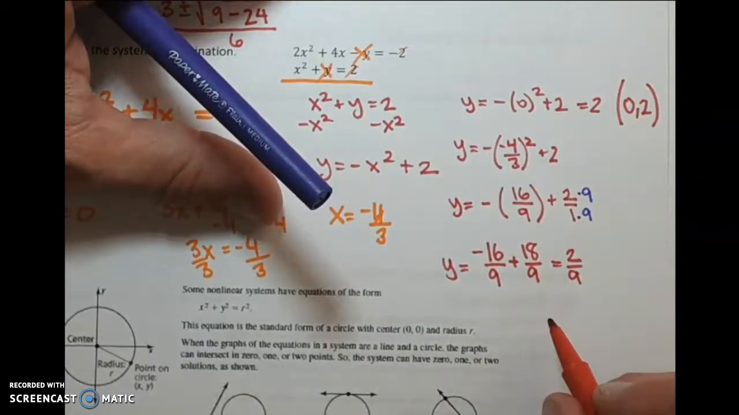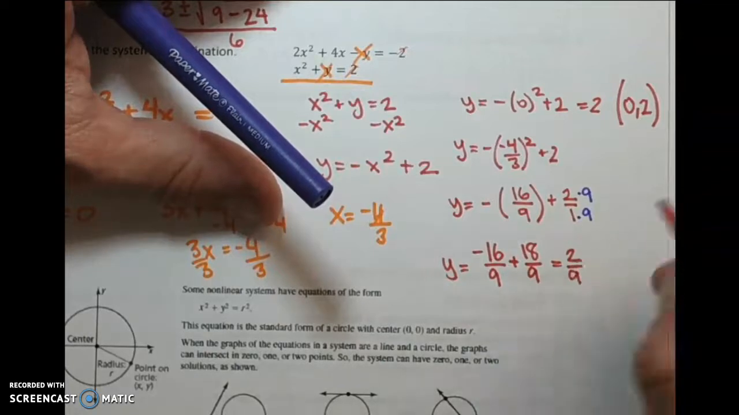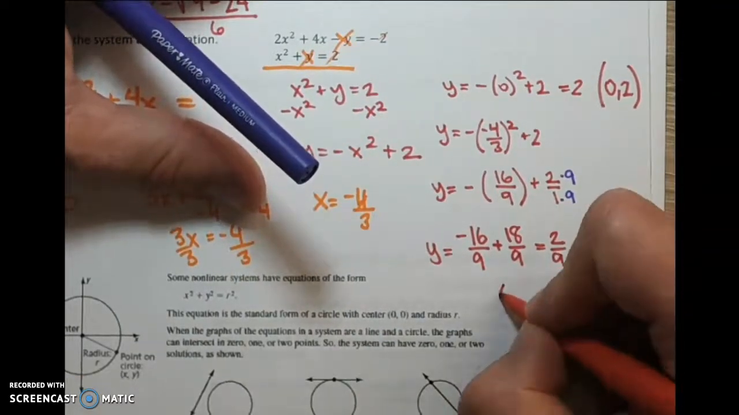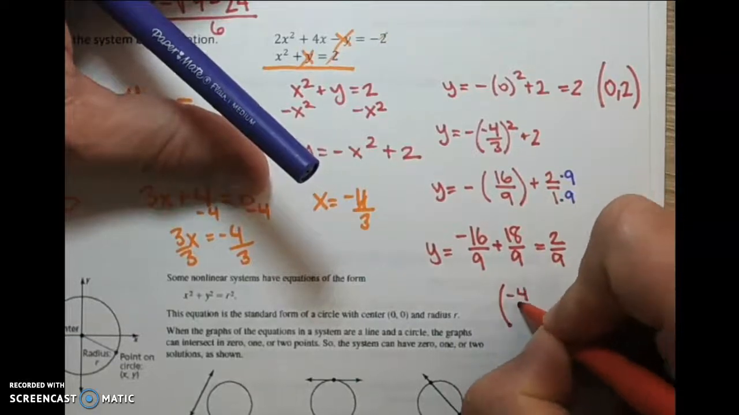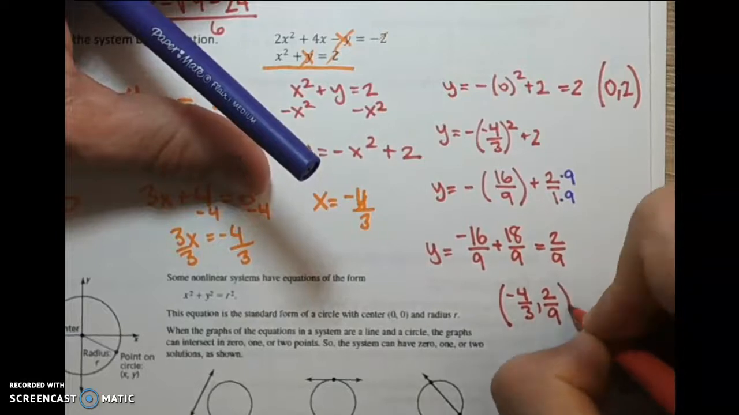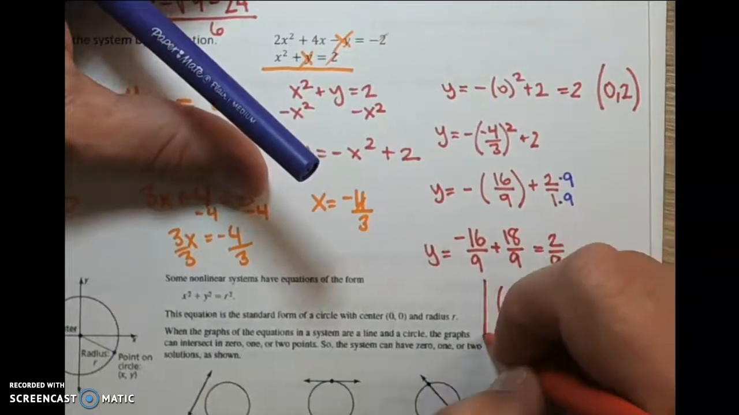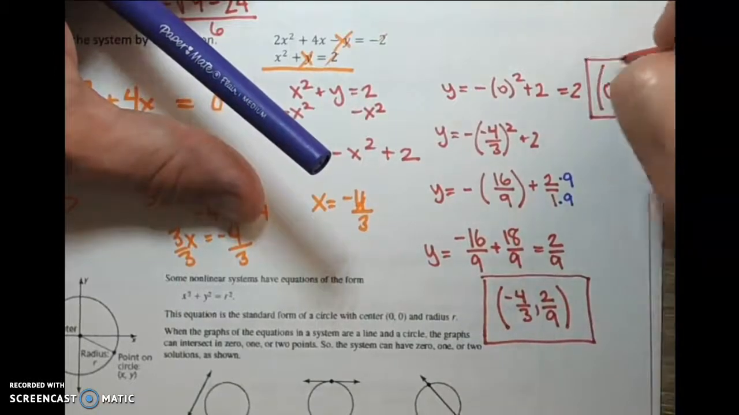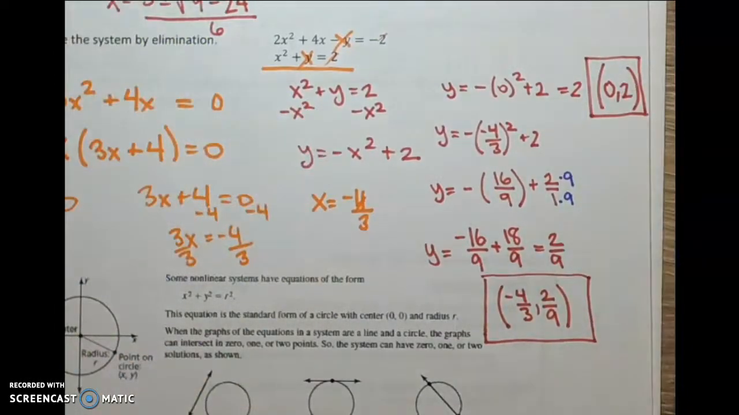And so, last but not least, I'm going to write my ordered pair. Just because I have a little room underneath here, I'm going to write it here. I have negative 4/3, comma, 2 ninths. Alright, so I have two solutions. This one right here, and this one right here. Those are the two answers I'm looking for.